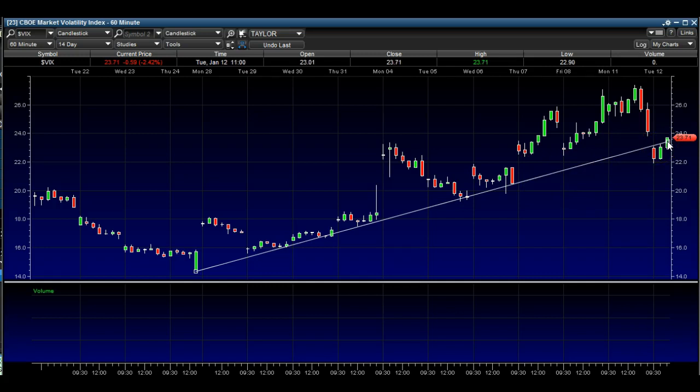But remember, this is the hourly chart. So it's got some time until this candle actually closes. So it could come up here, fill the gap from this morning at about 24, and then end up closing that candle back below the trend line. Okay, I'm going to look at the S&P 500.